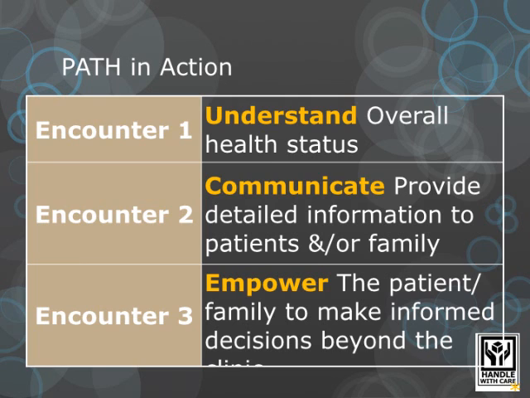In the second encounter, they communicate information to the patient and to the loved ones of that patient. And they give them detailed information about their frailty and about where they are, their prognosis, and often that's a very challenging conversation because in many instances, no one has ever discussed that before. And in the third one, they empower the patient and the family and the loved ones to be able to make good decisions if they're facing a health crisis.